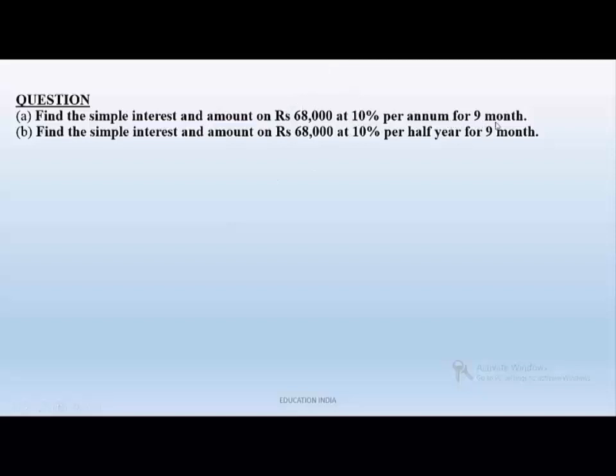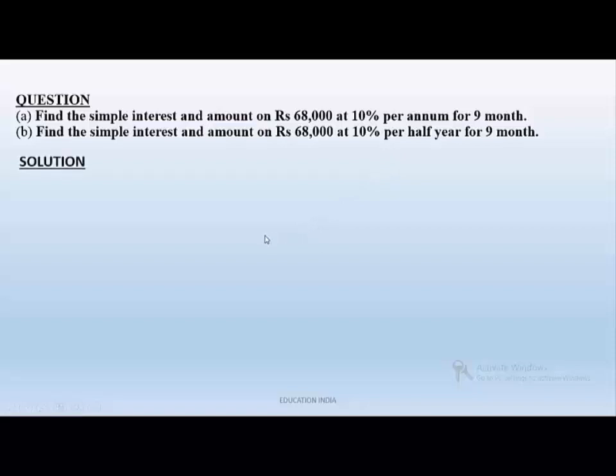In the second part, we also need to calculate simple interest and amount for the same principal amount borrowed of rupees 68,000 at a rate of 10% per half year for 9 months. There is a difference between the rate percent. We will show you how much difference it will make on simple interest to be returned. Let's go through the solution of the first part.